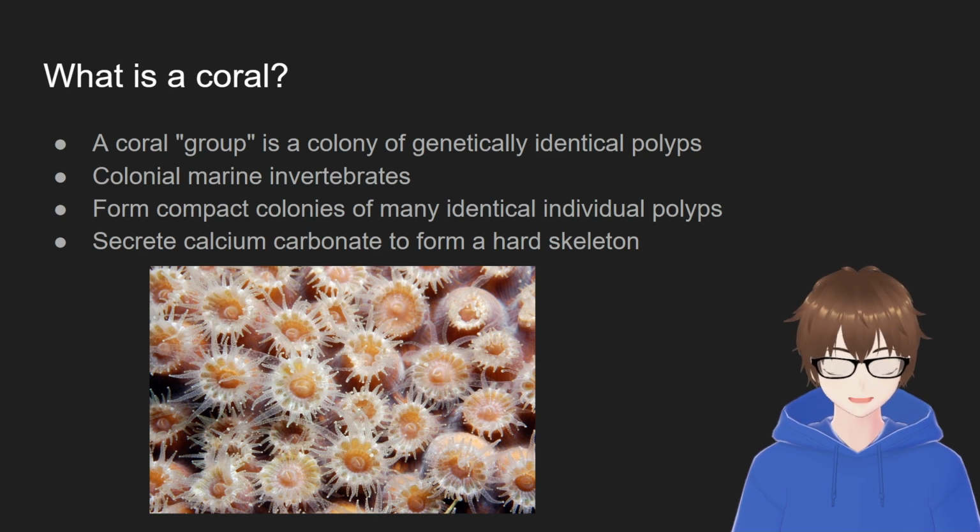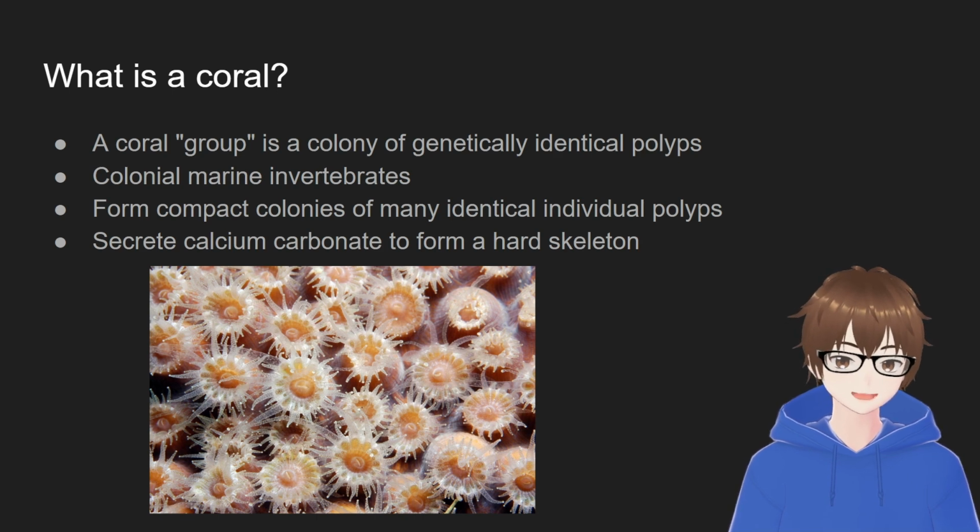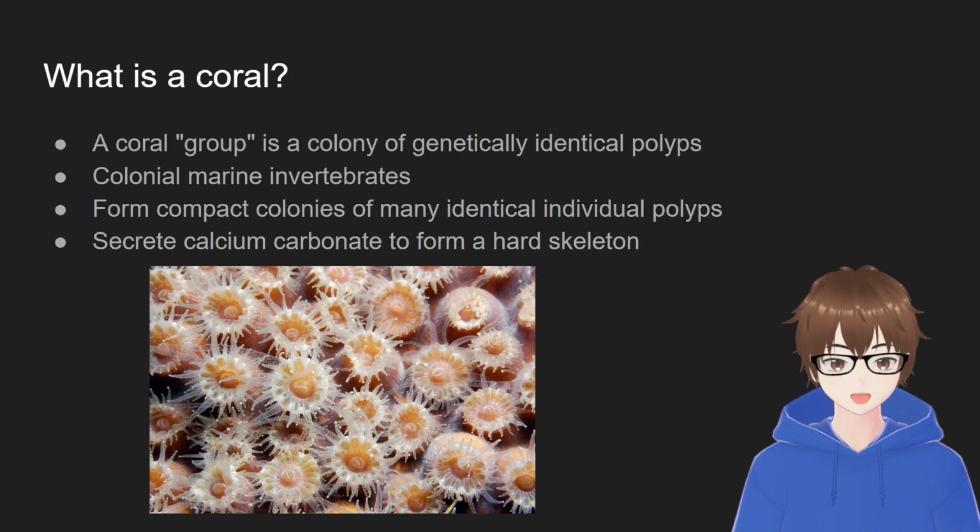And it's a colonial marine invertebrate. They're invertebrates, they don't have a backbone. And they form compact colonies of many identical individual polyps. And then they secrete calcium carbonate to form a hard skeleton. So whenever you look at a dead coral, they leave behind this calcium carbonate skeleton. That is what the corals make to build on and grow on.